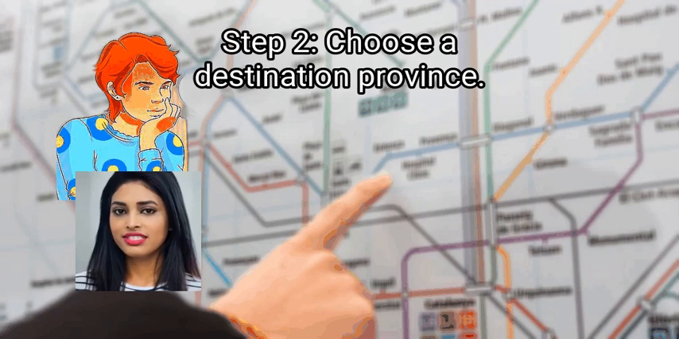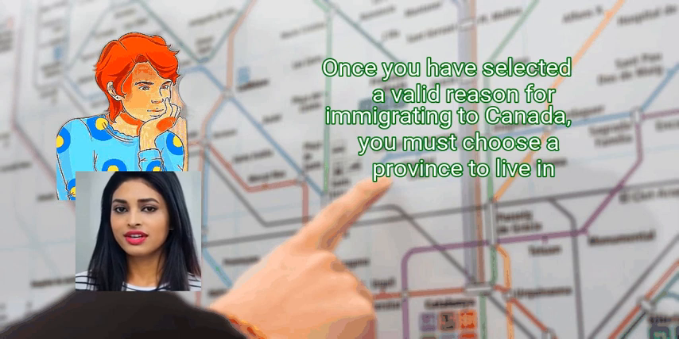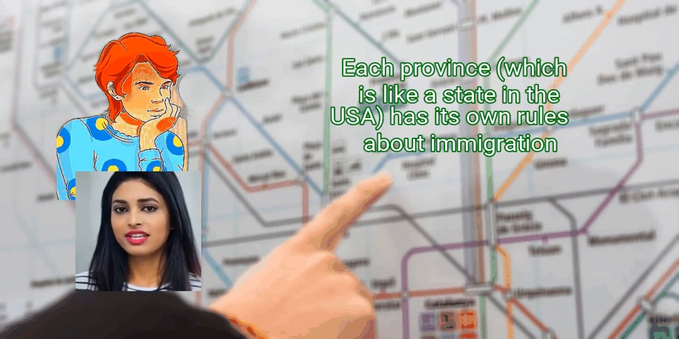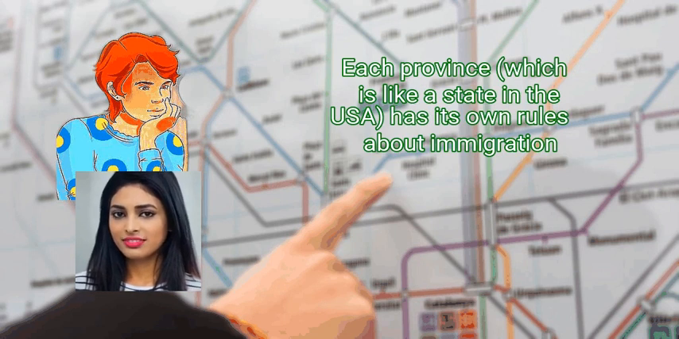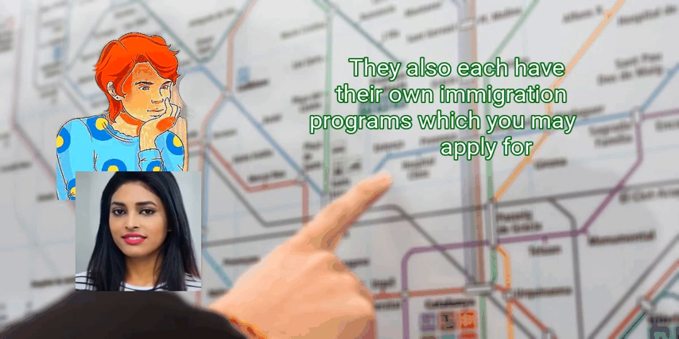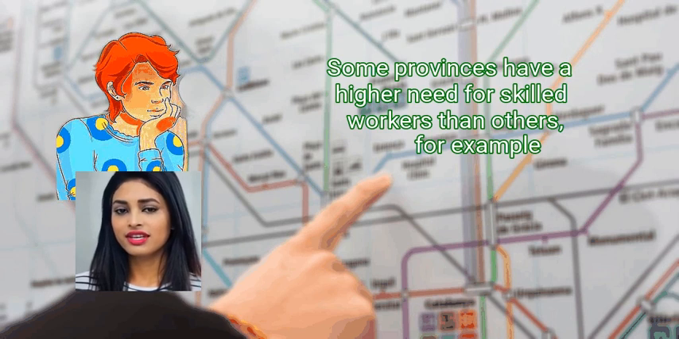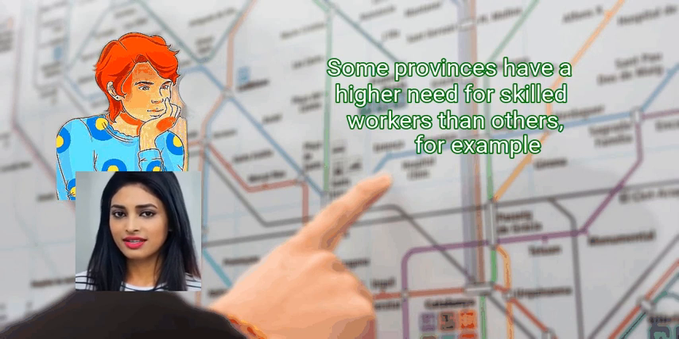Step 2. Choose a destination province. Once you have selected a valid reason for immigrating to Canada, you must choose a province to live in. Each province, which is like a state in the USA, has its own rules about immigration. They also each have their own immigration programs which you may apply for. Some provinces have a higher need for skilled workers than others, for example.